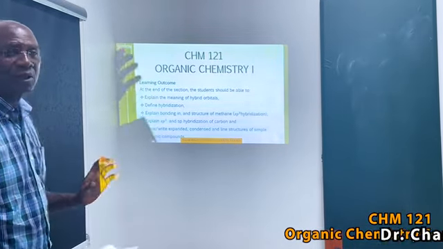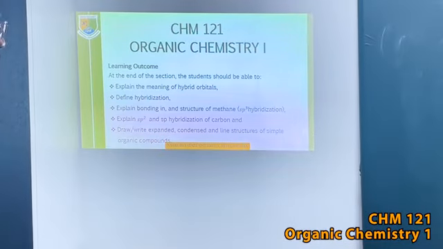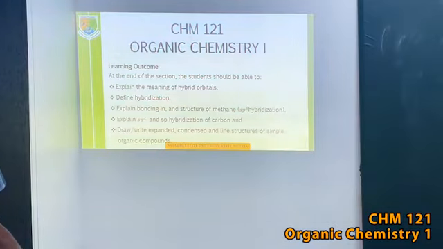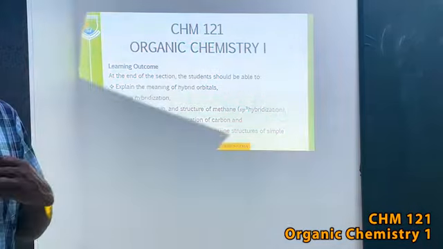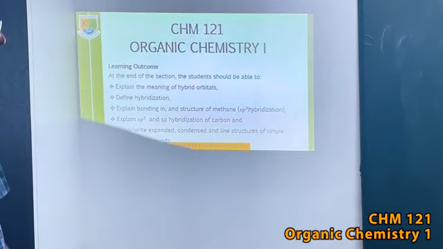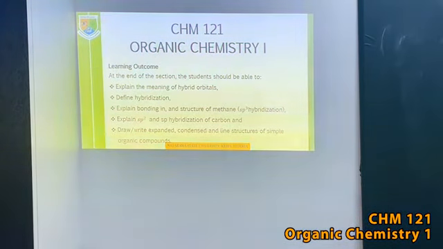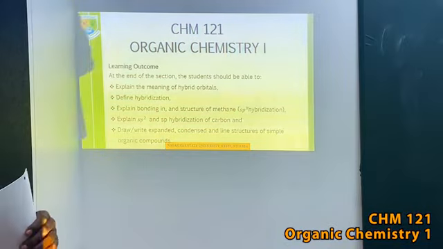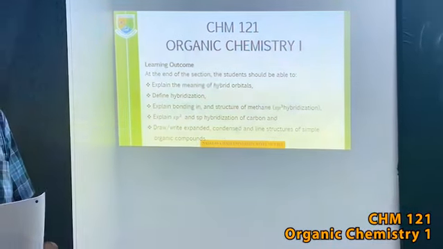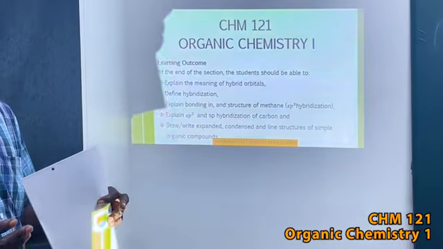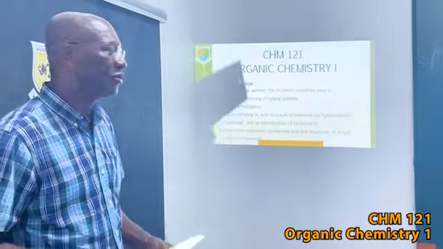In order to help us with a better understanding of organic chemistry at this basic level, we had to do a review of atomic structure, electron configuration, bonding, and so on and so forth. Today we want to move a little bit deeper by looking at bonding in carbon that results in the diversity of structures and also the number of organic compounds that have been reported.